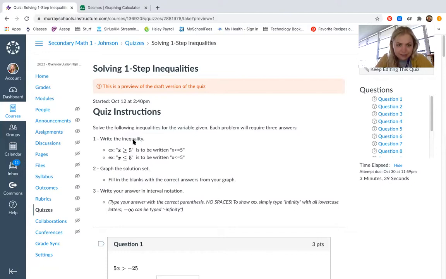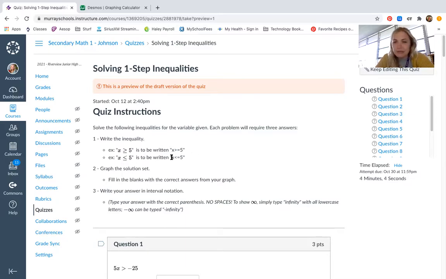So here are the instructions. Solve the following inequalities for the variable given. Each problem is going to require 3 answers. The first answer is to write the inequality. For example, if it's x is greater than or equal to 5, notice what you're writing here. X, you're writing the greater than symbol, which is next to the x, and then you also have to put an equal to after it if it's a greater than or equal to. Now, if it just said greater than, then obviously you wouldn't have the equal there.